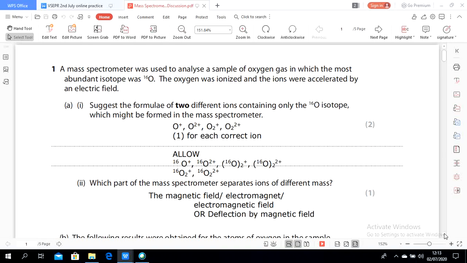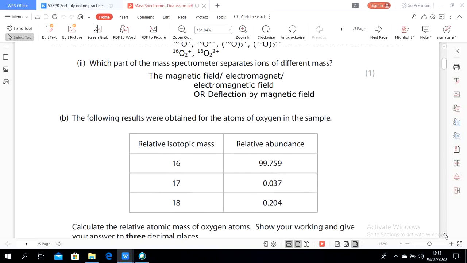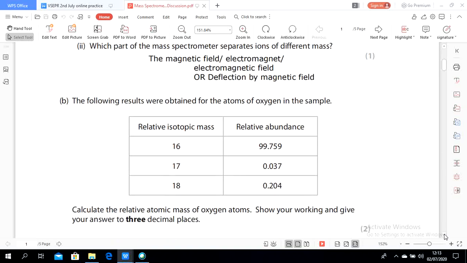Let's continue this one. B. The following result was obtained for the atoms of oxygen in the sample. So there are three isotopes of oxygen: oxygen-16, oxygen-17, and oxygen-18 with their own relative abundances. And then in this one we have to find the relative atomic mass of oxygen.